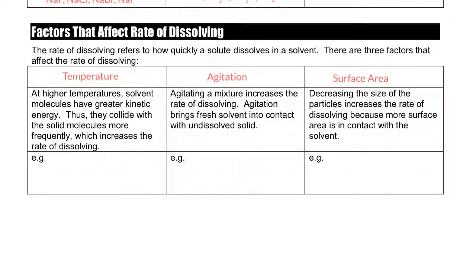If you mix it or shake it, stir it, the word is agitate, you're going to be able to dissolve the sugar faster. Surface area, if you think about a powdered sugar versus a sugar cube, the powdered sugar is going to dissolve faster because it has a higher surface area. There's more area of the sugar in contact with the water at any given time. So those can be your examples.